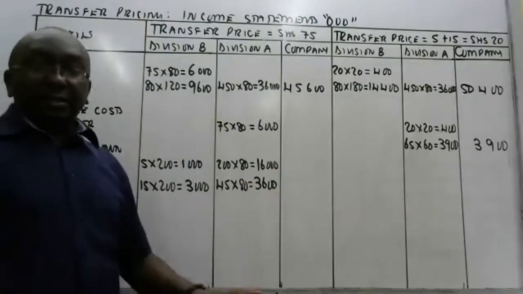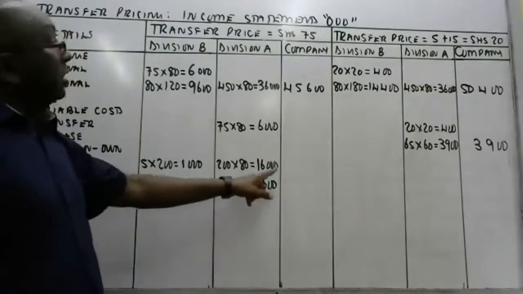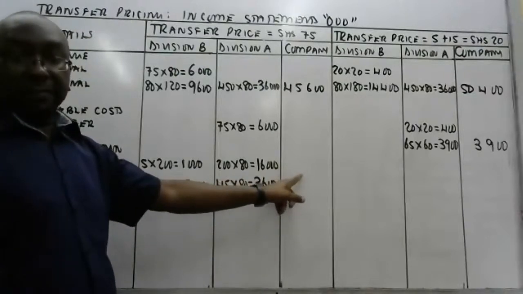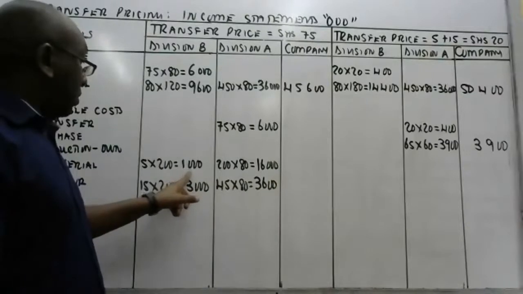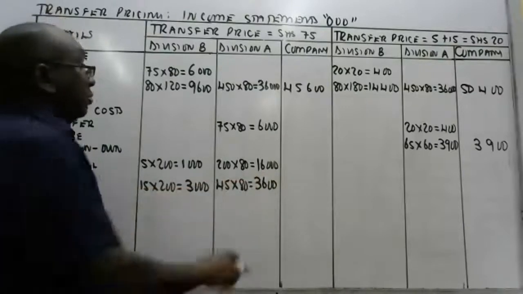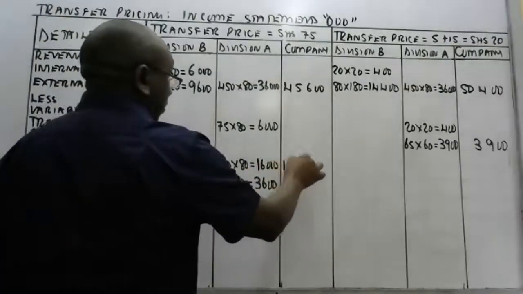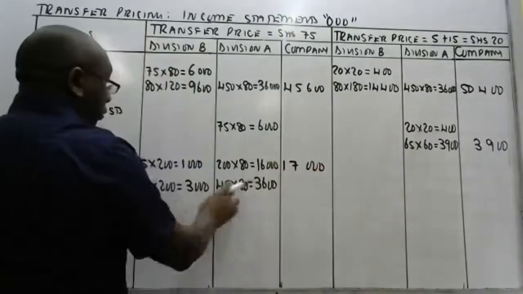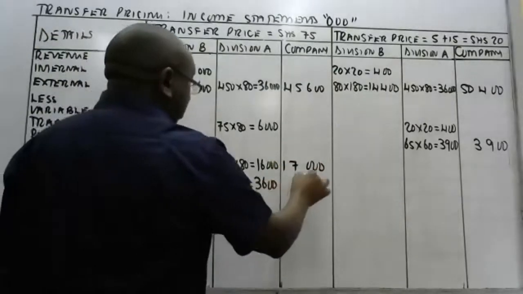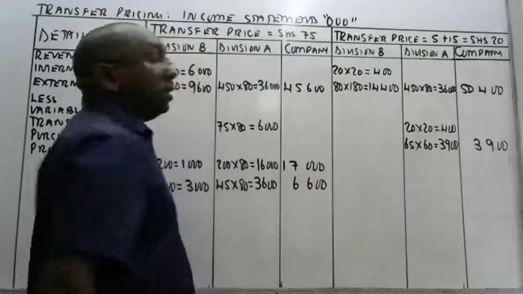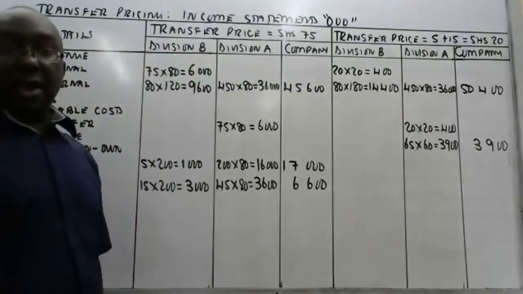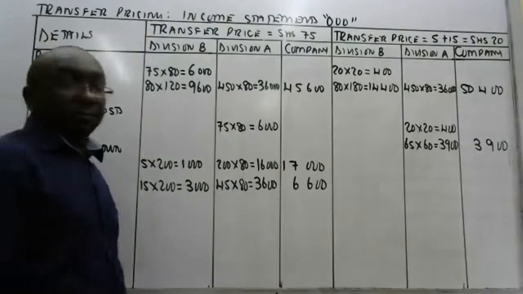Now those figures will be felt by the company. So this one will be 1,000 plus 16,000, that will be 17,000. This one will be 6,600. Those ones will find their way to the company.